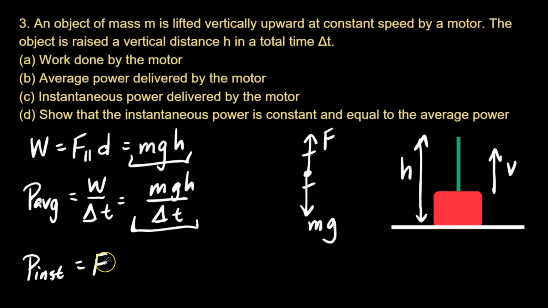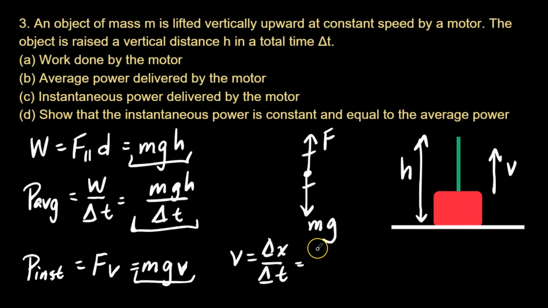Next, we're going to calculate the instantaneous power delivered by the motor. The instantaneous power is equal to the force times the velocity. The force and the velocity should be in the same direction, or at least use the component of the force in the direction of the velocity. We know that the force is mg, which we showed through the force diagram, and so the instantaneous power is mgv. Next, we're going to show that the instantaneous power is constant and equal to the average power.